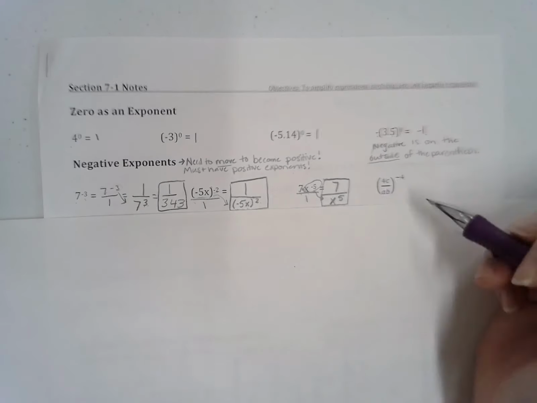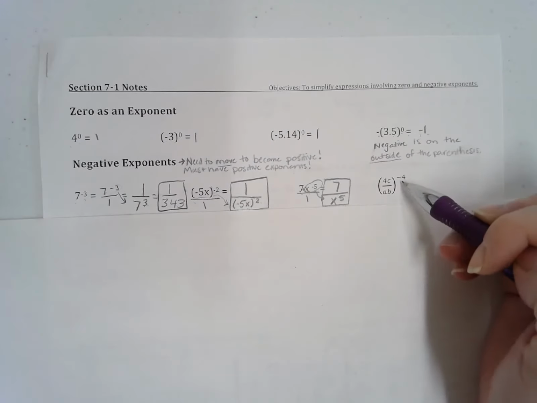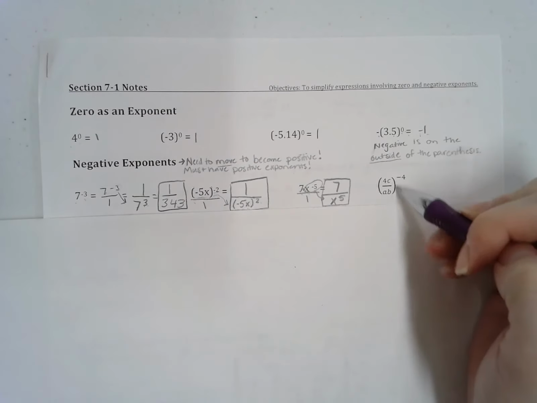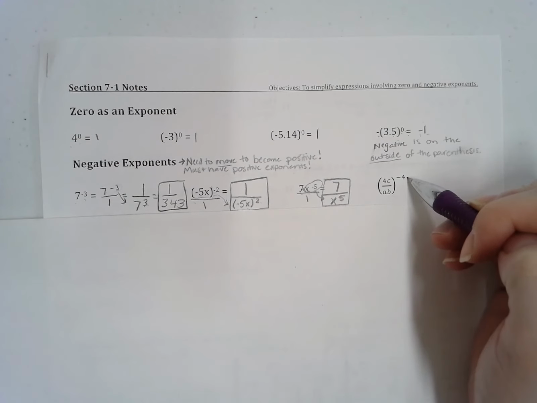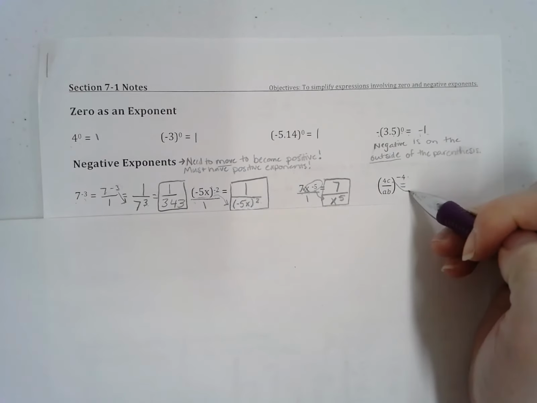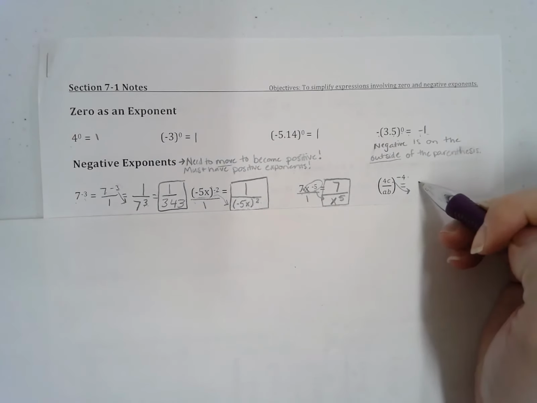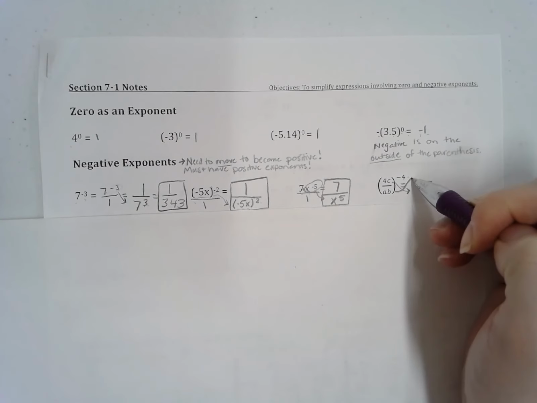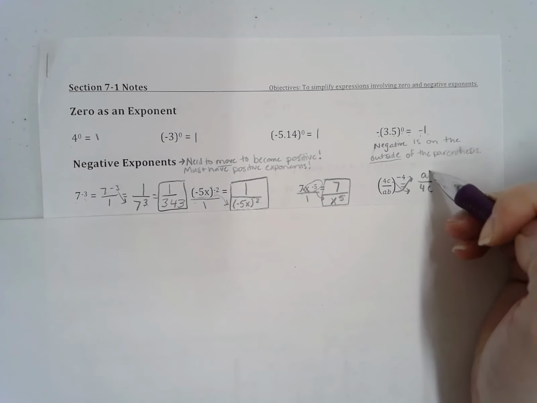Now, this next one, I have a whole fraction, and it's in parentheses, and it's all to the negative exponent. Now, something cool happens when you have a fraction with a negative exponent. All that the negative exponent does is it flips or moves the whole fraction. So what was on the top of the fraction goes to the bottom. So 4c is now on the bottom, and what was on the bottom of the fraction now goes to the top. AB goes to the top.